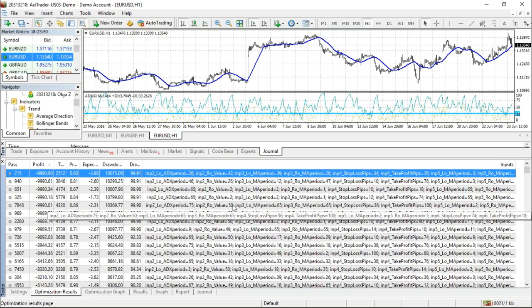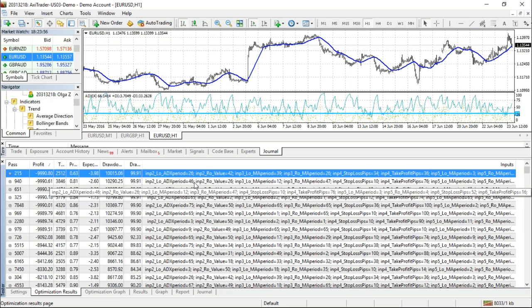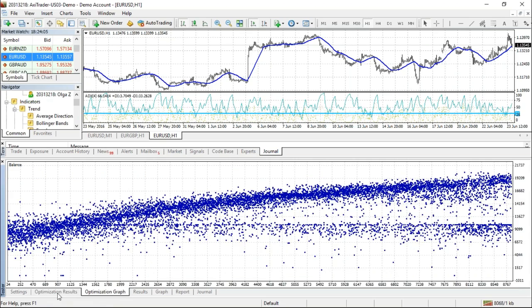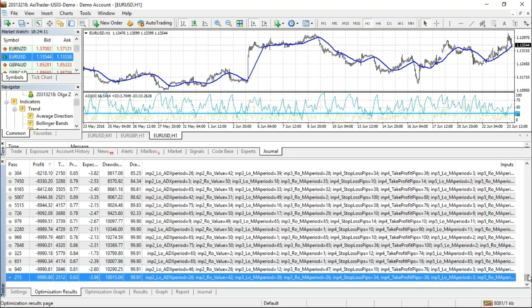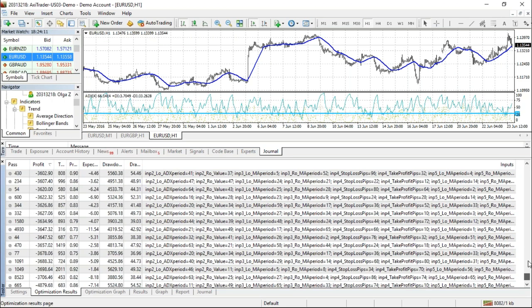Next tip, learn how to optimize, because there's a whole world of difference between these parameters, right? An ADX of 26, a value of 42, a moving average of 39 and 26 crossing, stop loss 34, take profit 36, loses the account, right? While the other set of parameters doubles the account. It's a huge difference, right?